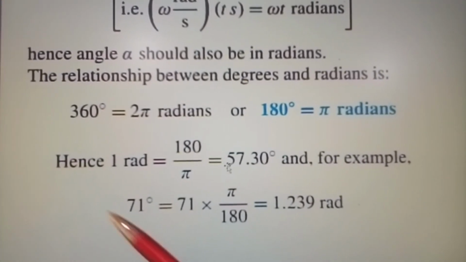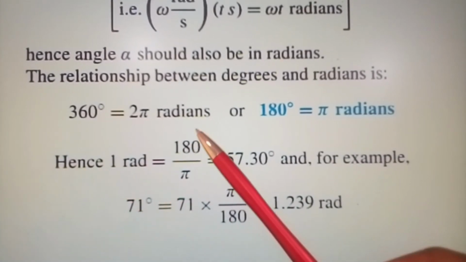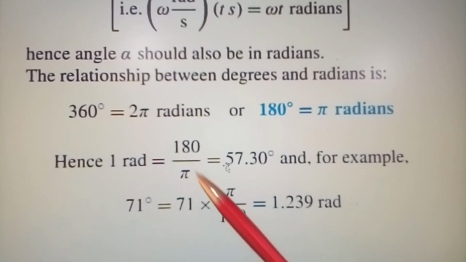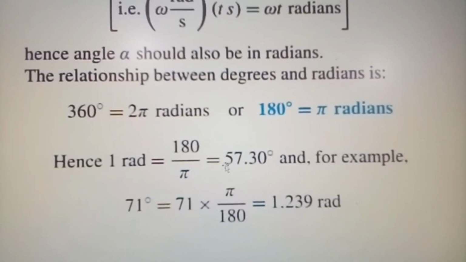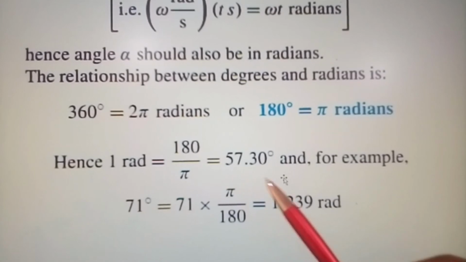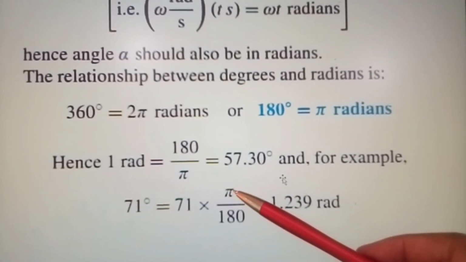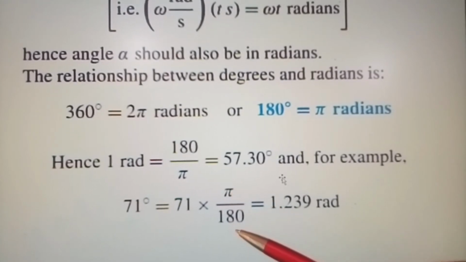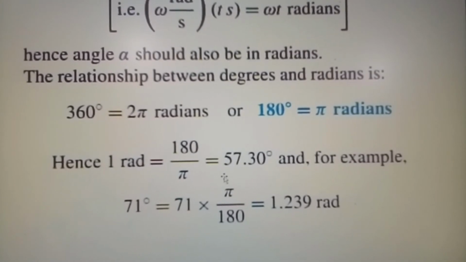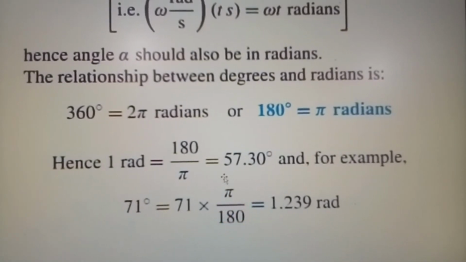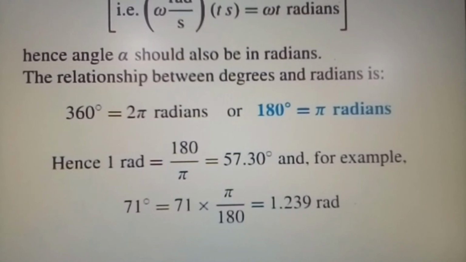Now, hence 1 rad equals 180 divided by pi, and here pi is 3.141 or 3.142, which will give us 57.30. For example, 71 degrees equals 71 times pi over 180, which equals 1.239 rads. So you can convert degrees to radians simply by carrying out your multiplication and division, remembering of course that pi is 3.142.